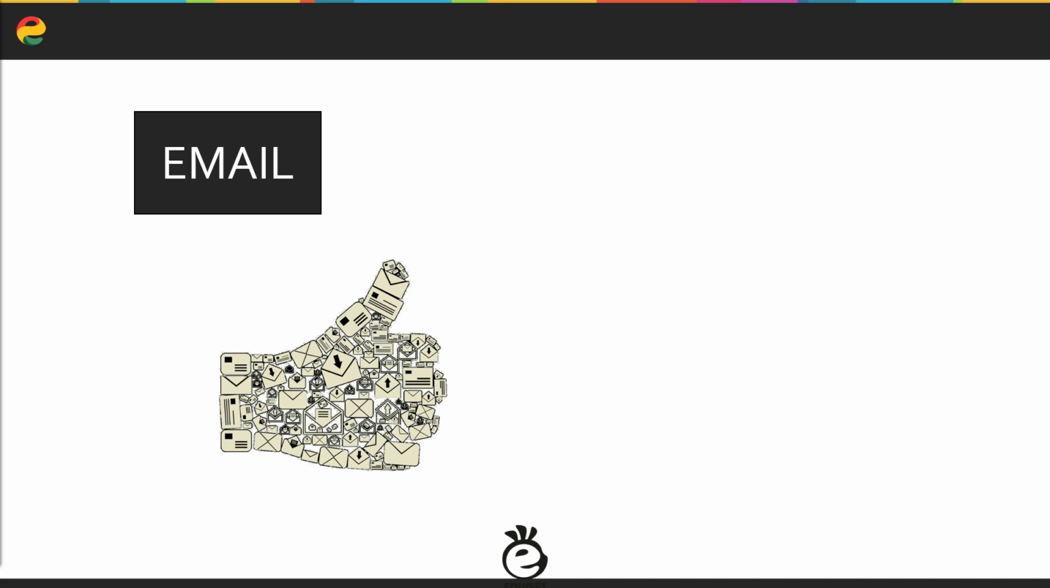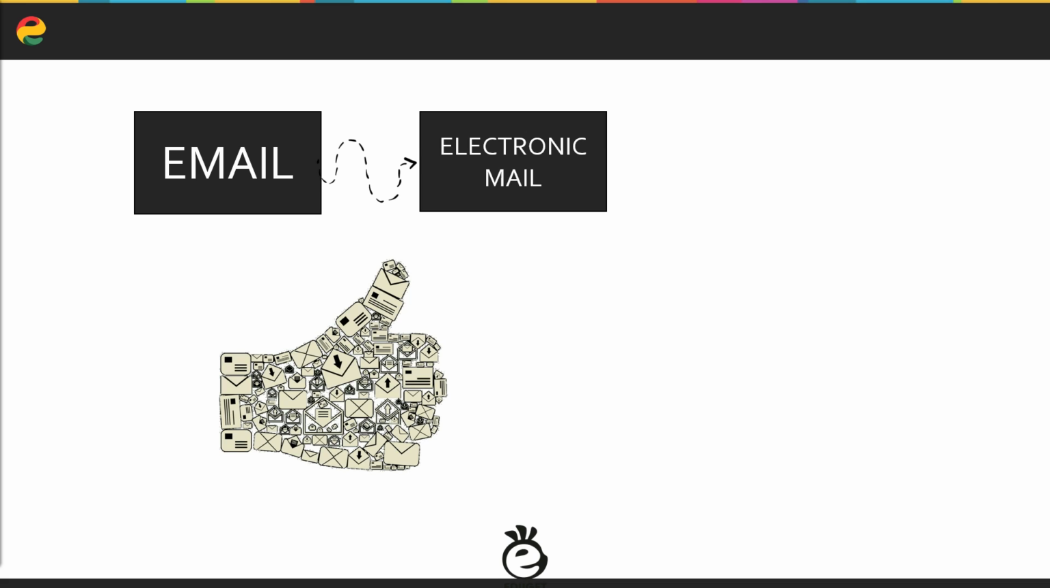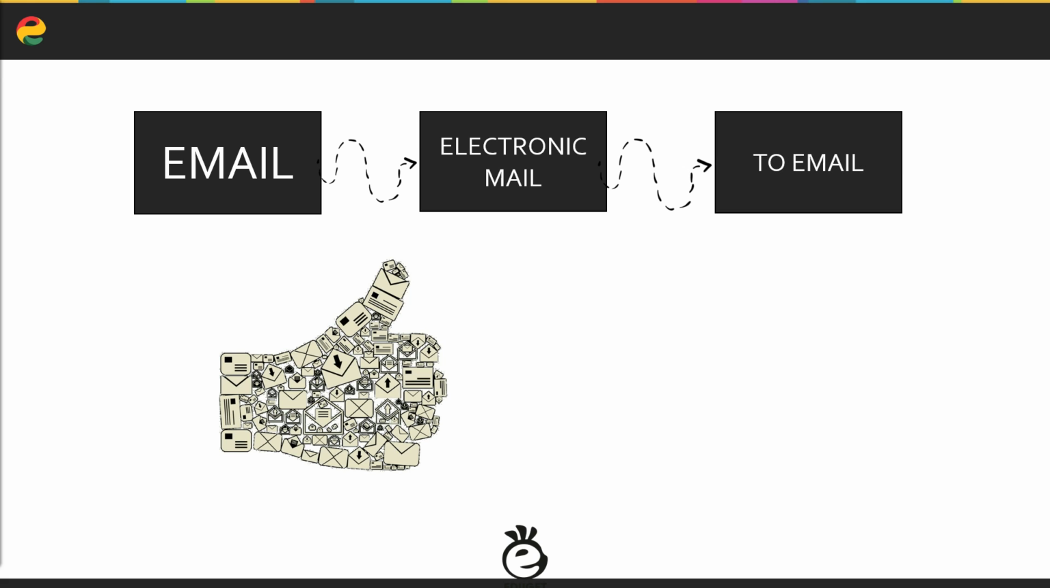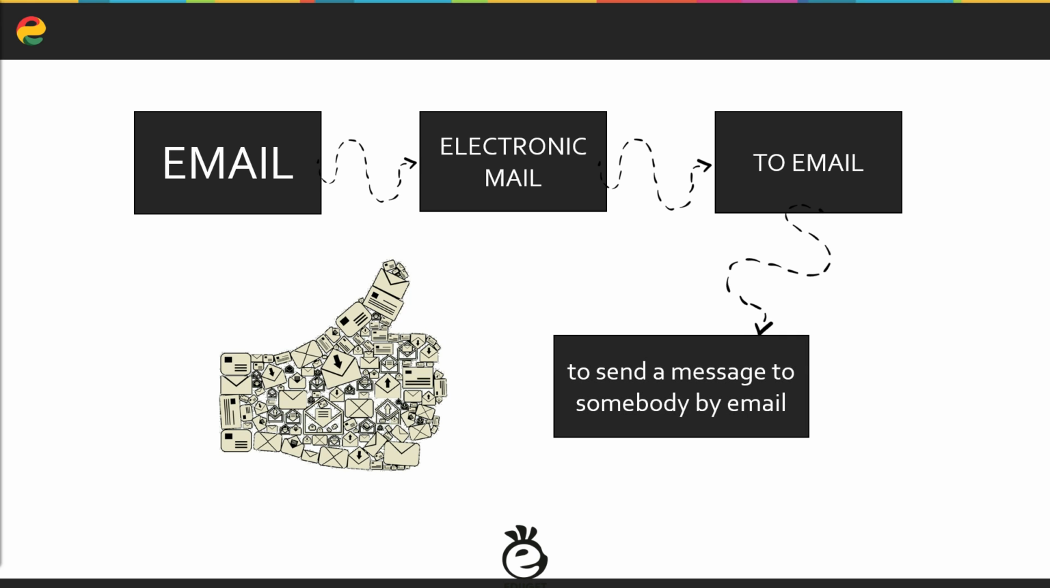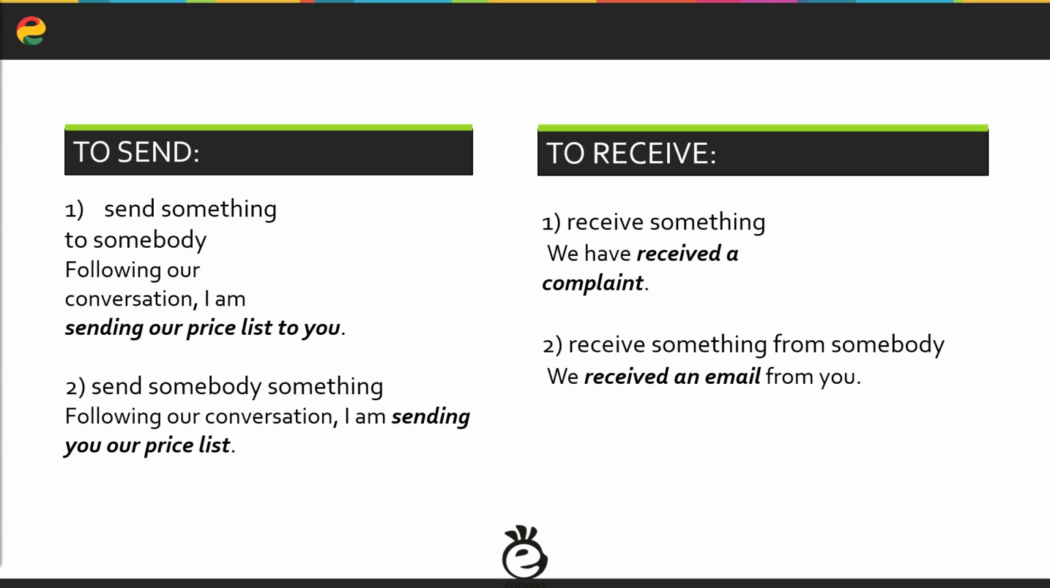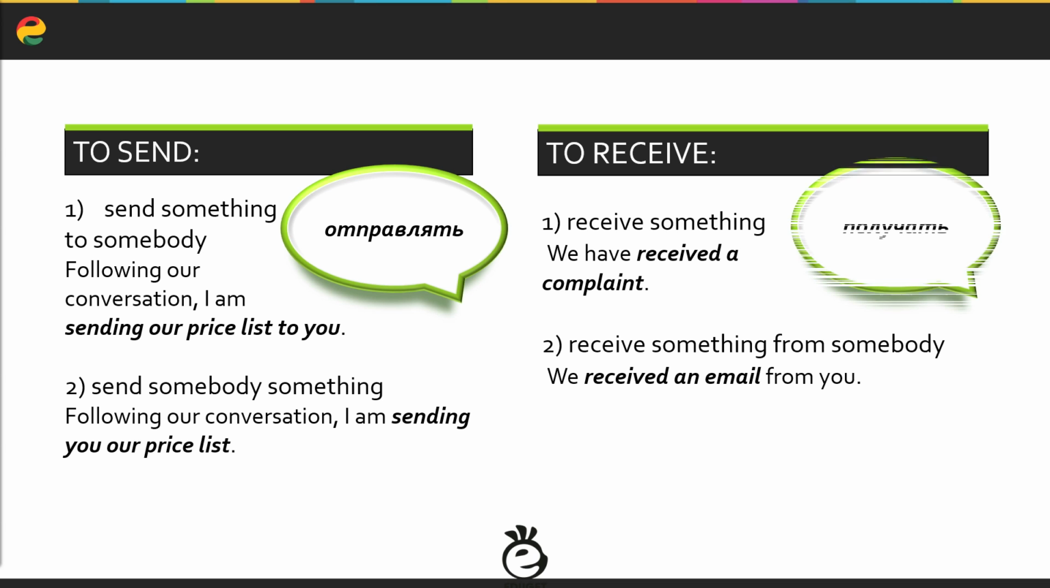The word that you're going to hear a lot during this course is obviously email. It is an abbreviation of the phrase electronic mail, which, as we all know, refers to a letter sent via the internet rather than by post. With time, we have started to use the word email to talk about the action of sending a message to somebody by email. The next two words that are closely associated with emailing are to send and to receive.